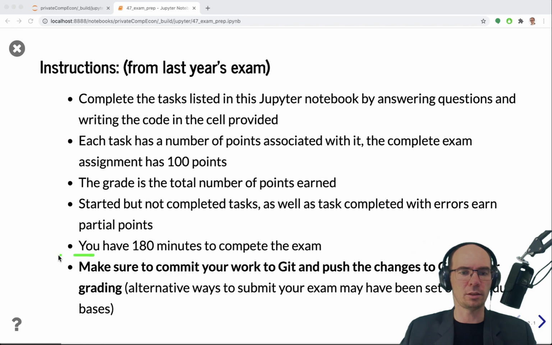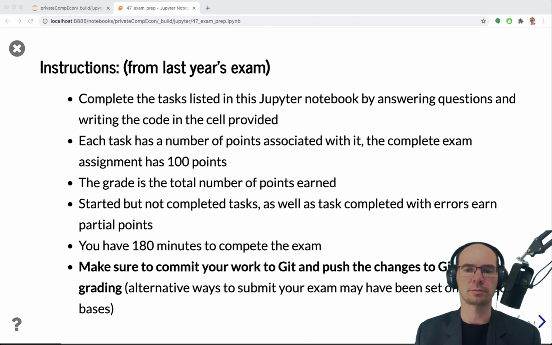And here's the very important part. The completed exam should be committed to your Git and pushed to GitHub as you do with weekly assignments, for me to be able to see your work and grade it. And if you've made alternative arrangements with me before the exam, then you would use the means of these alternative arrangements.